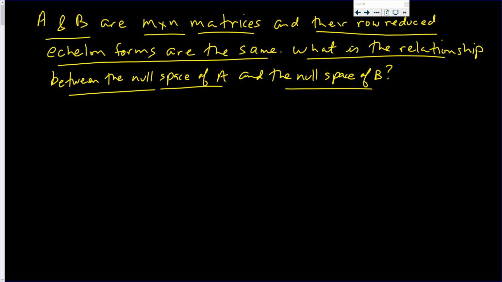Well, remember, the null space of A is equal to the set of all column vectors X such that A times X equals 0. Now, what we have is this. You have A, and then you perform some row operations. Say, elementary row operation 1.